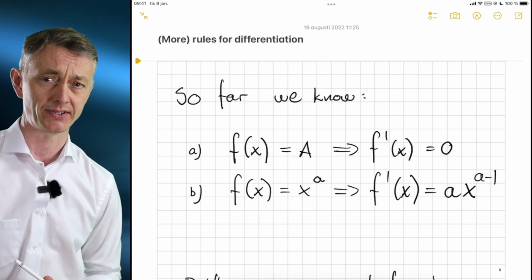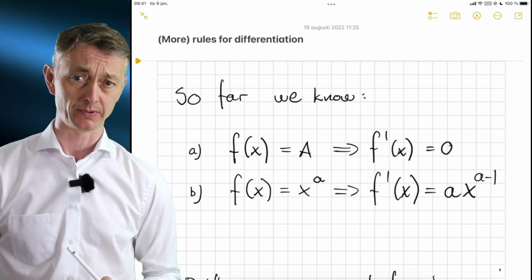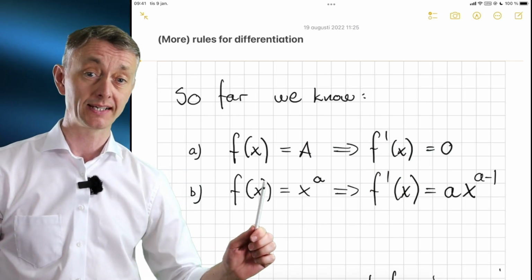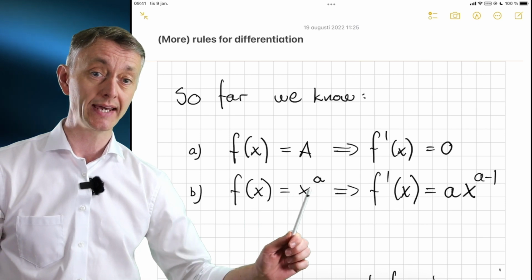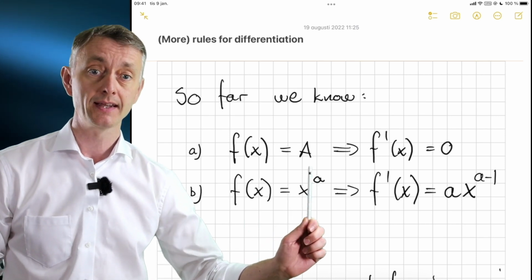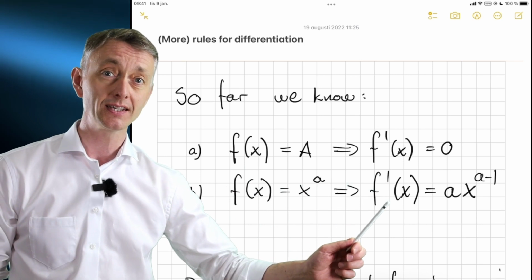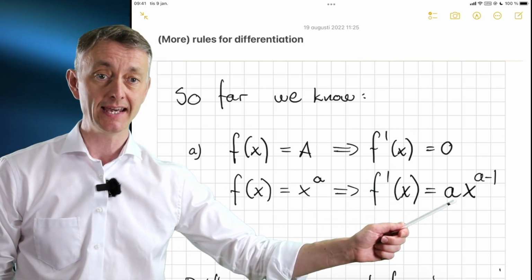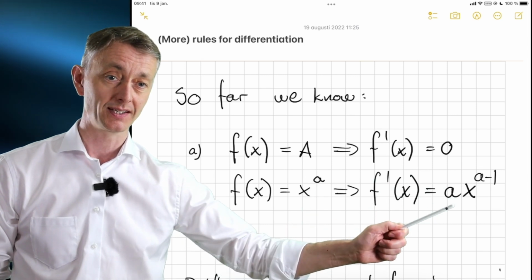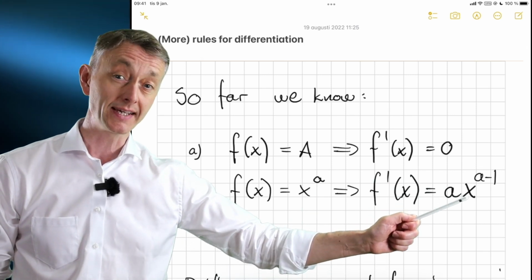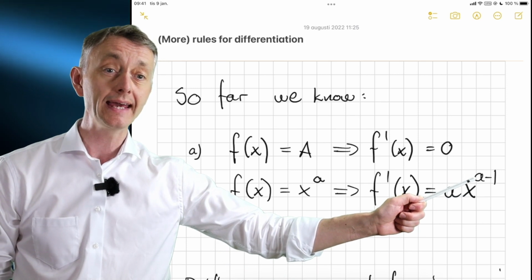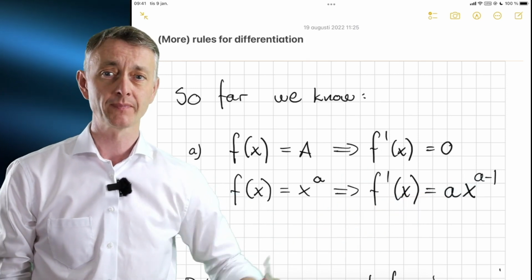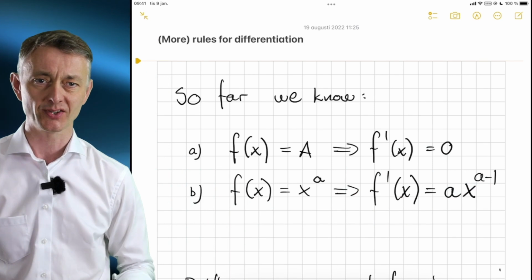We have also learned the following rule, the power rule. Namely, if we have a function like this, f of x is equal to x to the power of a, that implies that the derivative of this function with respect to x is a, that is the exponent, comes down here, times x to the power of a minus 1. That we have seen so far.